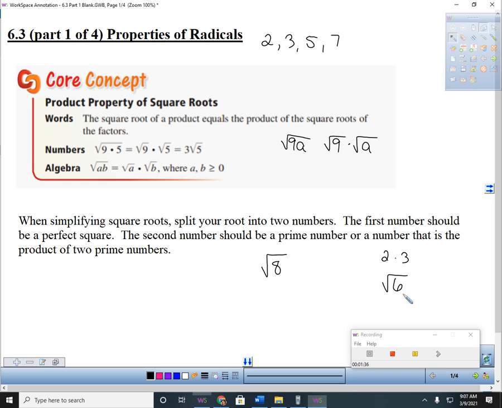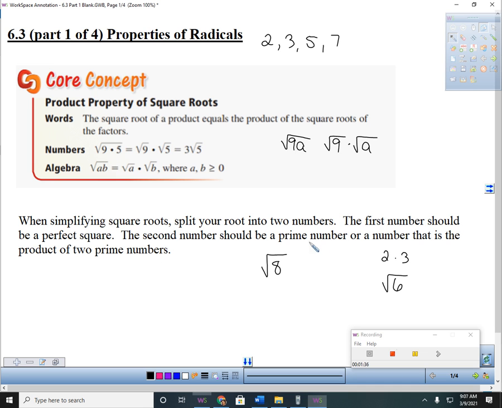That's an okay number to have left under a square root, because if I try to split 6 up, all I get is 2 and 3, and neither of those are a perfect square, right? I can't square root them and come up with an integer, or a whole number. So the first number in your answer should be a perfect square. The second number should be a prime number, or a number that's the product of 2 prime numbers.